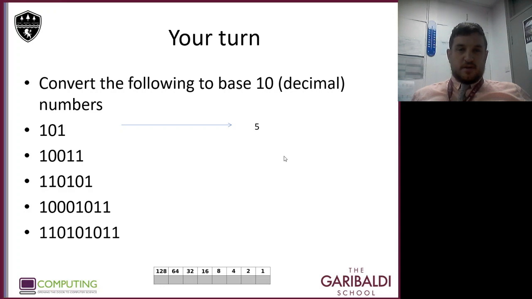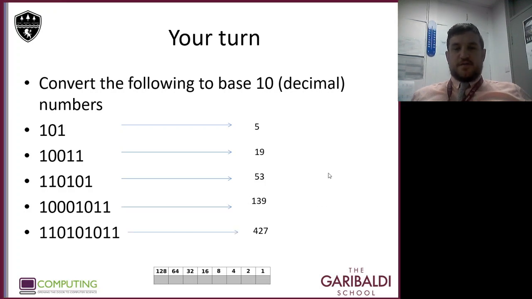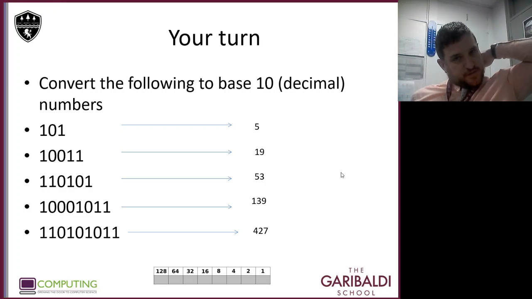Give yourself a tick if you got that. Your second one should have been 19. Your third one should have been 53. The fourth one should have been 139. And the final one should have been 427. So give yourself a mark out of 5.